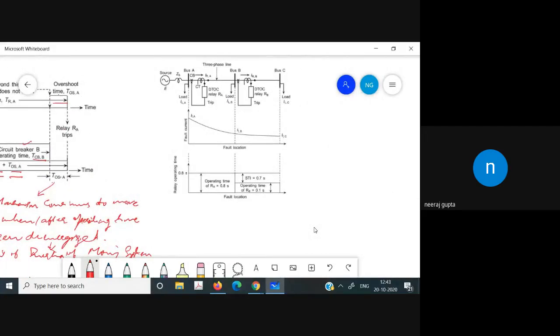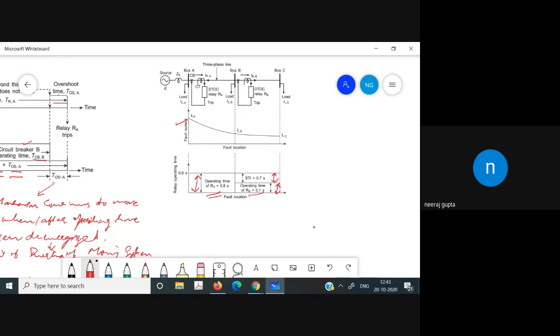In this case, you will see that the fault current increases as we are moving towards the source. And in this case, this is the STI, that is the selective time interval. And then we have the operating time of the relay A, and this is the operating time of relay B. And this is the operating time of the relay A that we have discussed. This is in case of the DTOC relay, that is definite time over current relay.